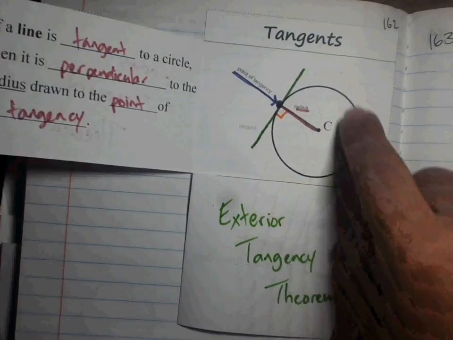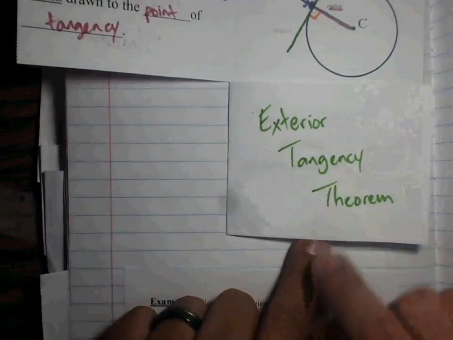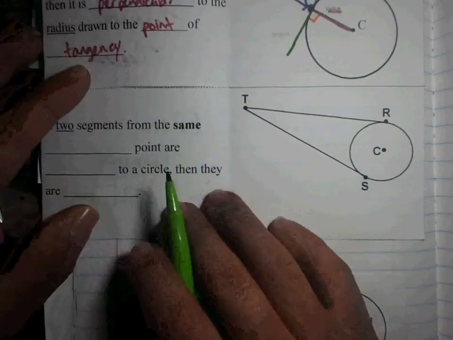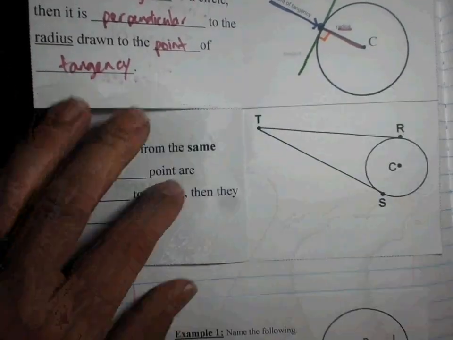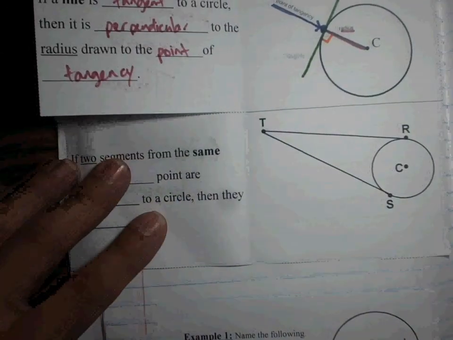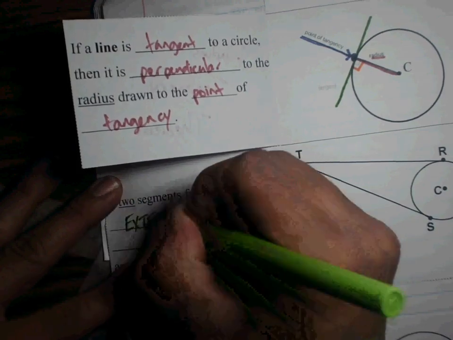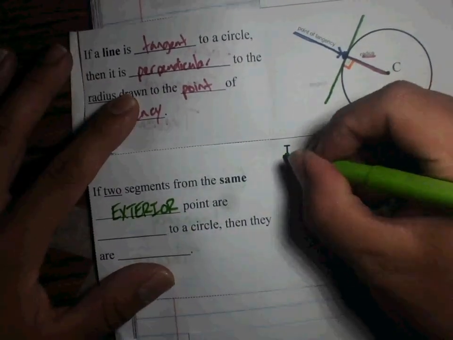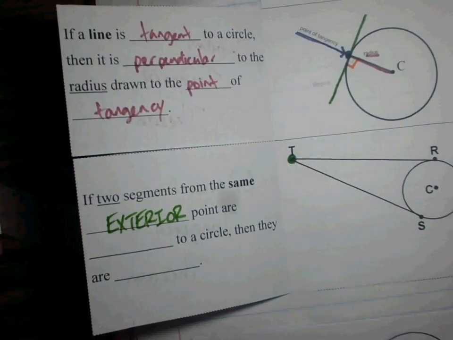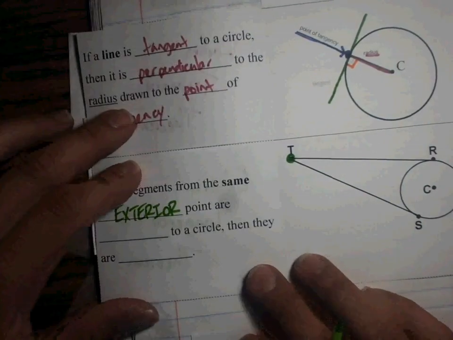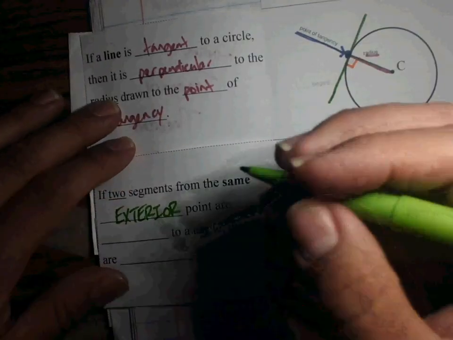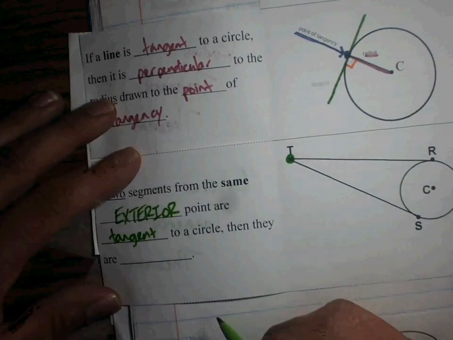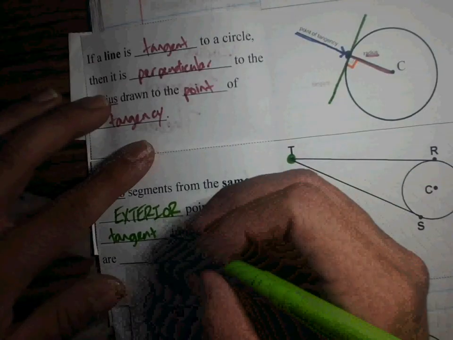Okay. The exterior tangency theorem. This one is pretty straightforward. The idea is if two segments from the same exterior point, and in this case this is our point T that we're looking at, are tangent to a circle, so these go here and skim off this one point each, then those two are congruent.